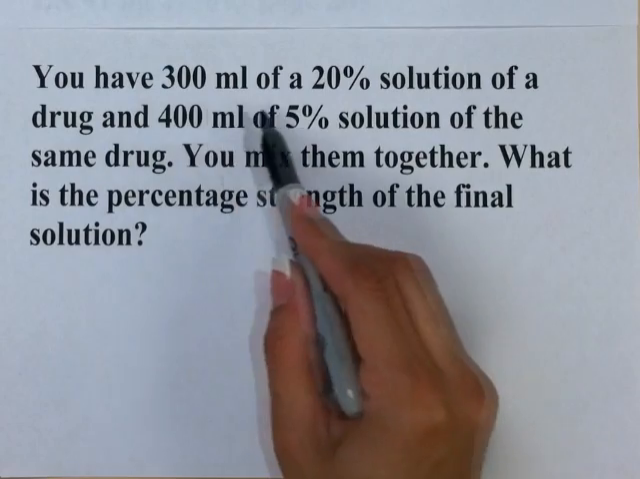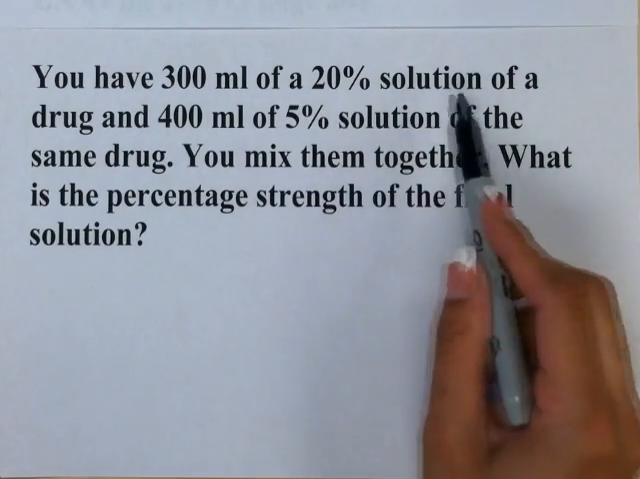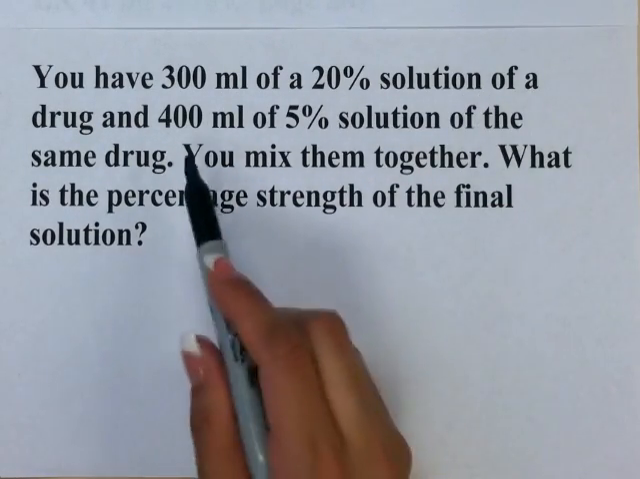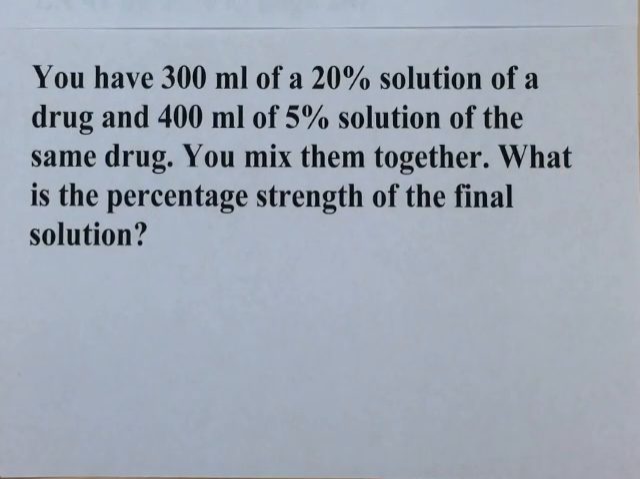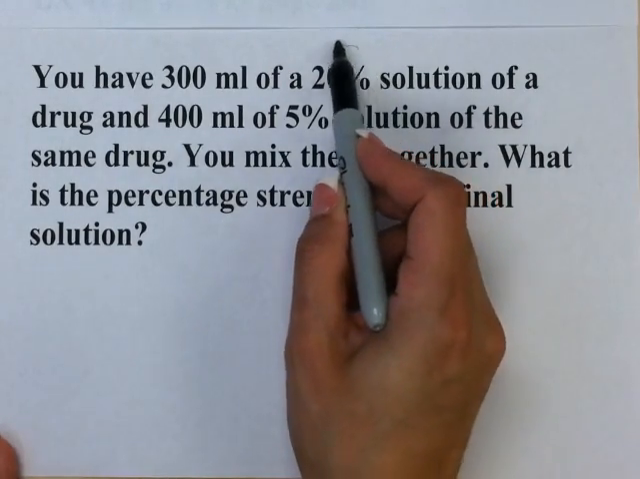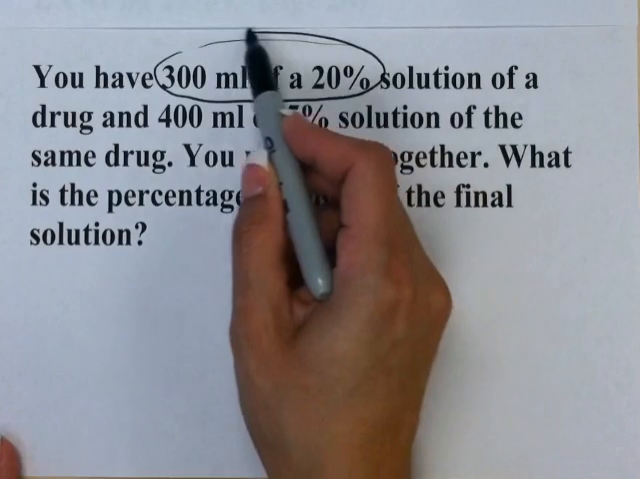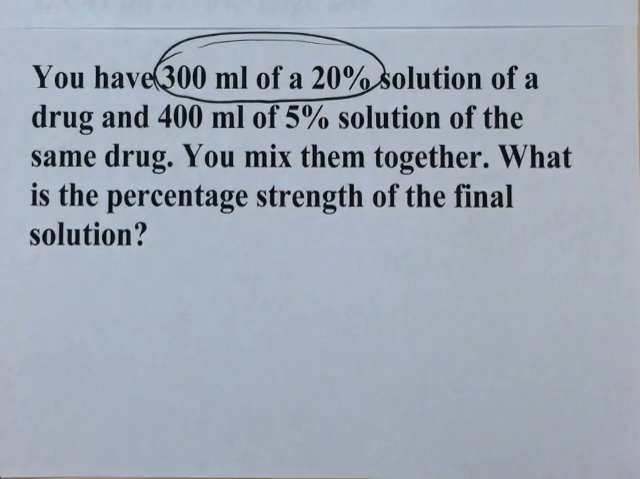So we have 300 mLs of a 20% solution of a drug and 400 mLs of a 5% solution of the same drug. We're going to mix them together and we're asked what is the percentage strength of the final solution. So I want us to take a look at each ingredient at a time. So we're going to focus on this one first. And I find it helpful to kind of circle what volume is tied to what percent.